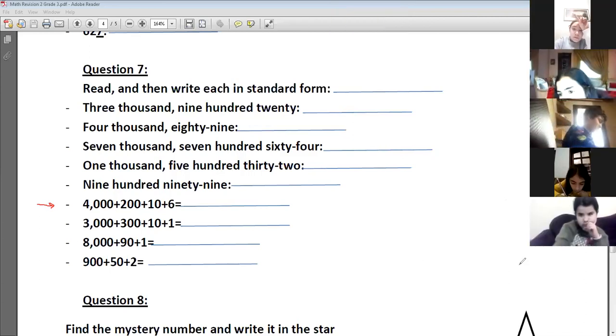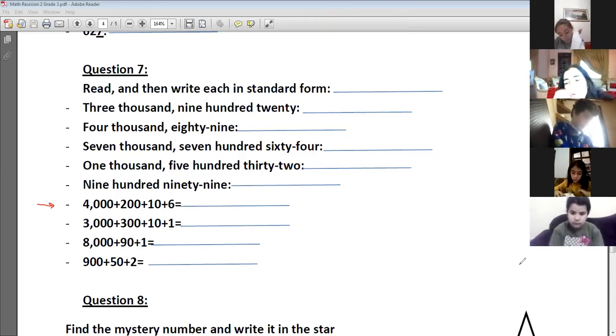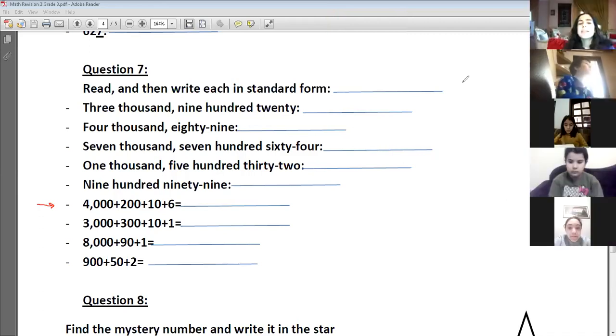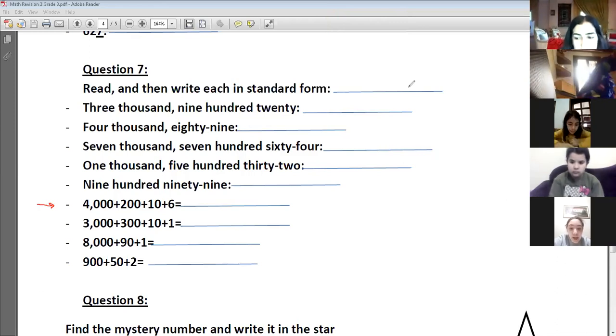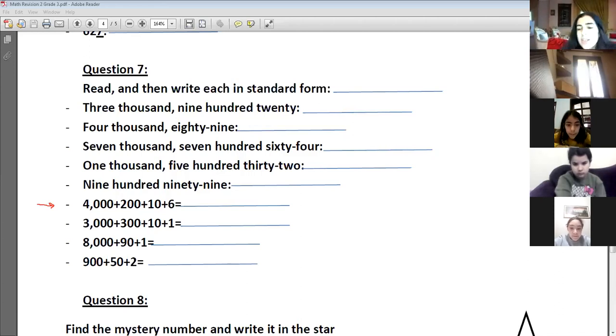Yes, Jude? Miss, but I didn't solve anything. Yes, we solved it on the screen, Jude. We solved it together on the screen, okay? Today I will send it solved on eSchool. Yes, Jude? Can I solve? Okay, you will solve. I will reread the question and then you will solve, okay?